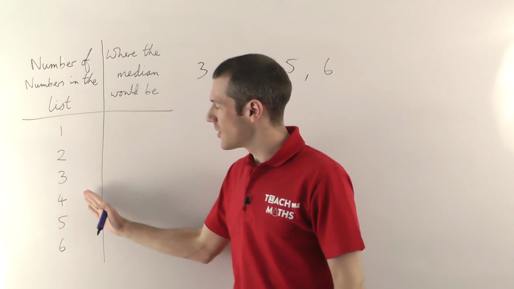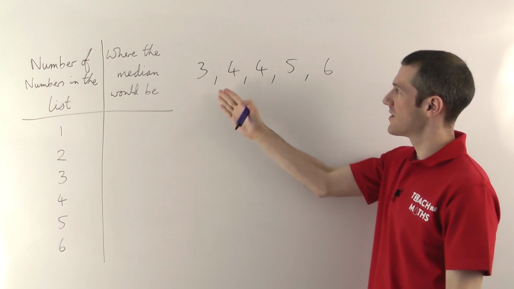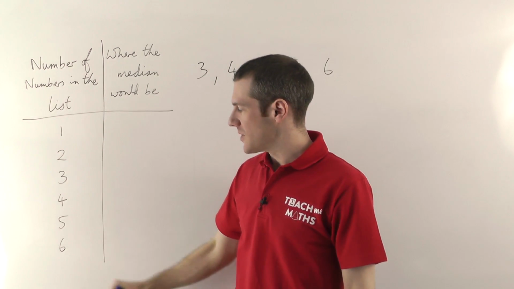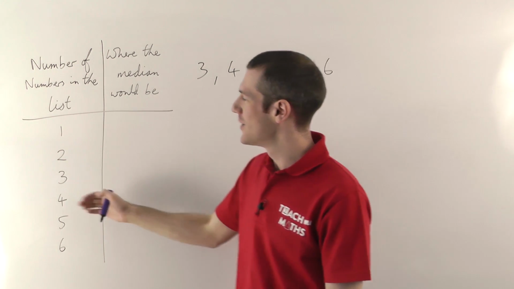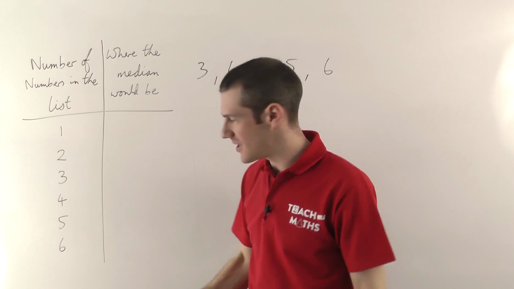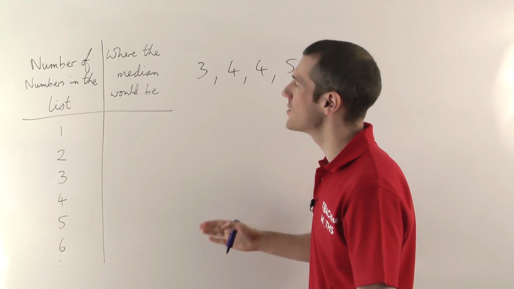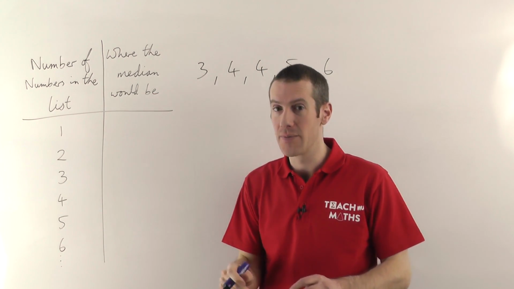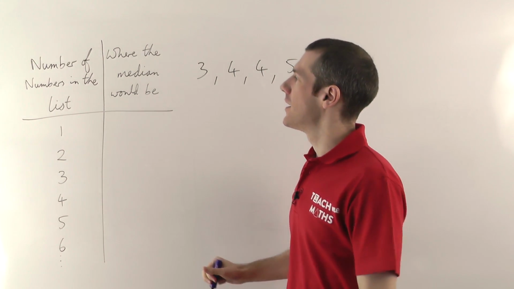So on the left hand column here, I've got the number of numbers in the list. So for this list of numbers, there are 5 numbers in the list, but we're going to consider different sets of numbers. So maybe I've only got 1 number in my list, that'd be a very small list, or 2 numbers in the list, 3 numbers in the list, etc. And that can become as big as you like. What we're going to do is try and work out where the median would be. Not what the median would be, but where it would be. Where in the list would the midpoint be?